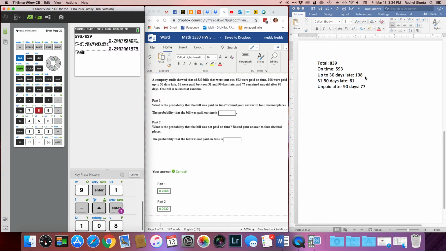108 plus 61 plus 77 equals, be sure and add those up first, divided by 839 equals, and it's the exact same number, 0.2932. So you can do that whichever way you prefer.